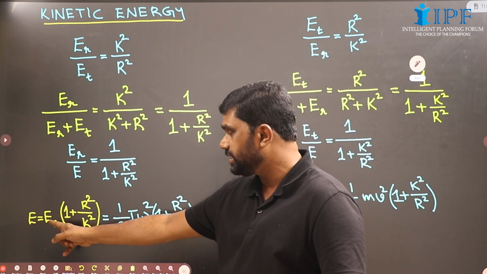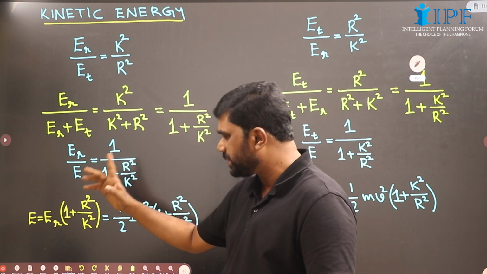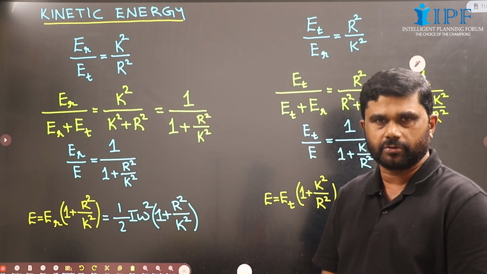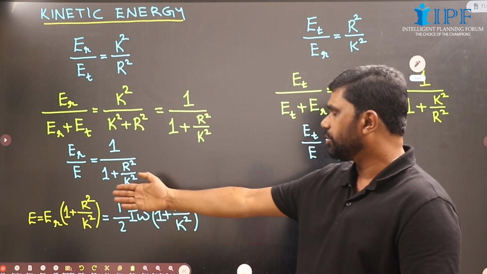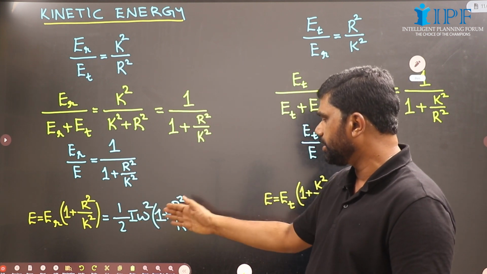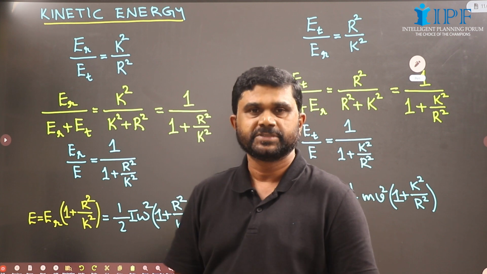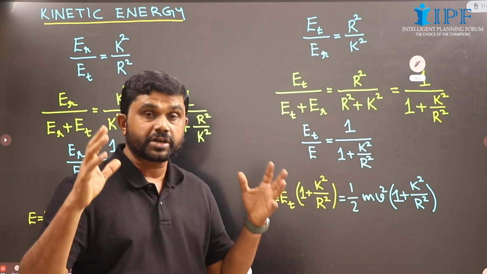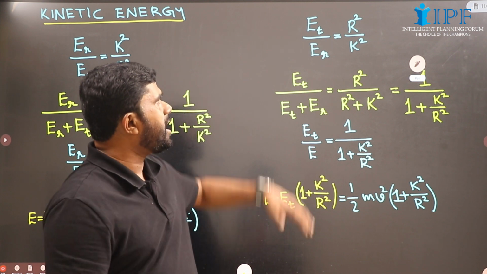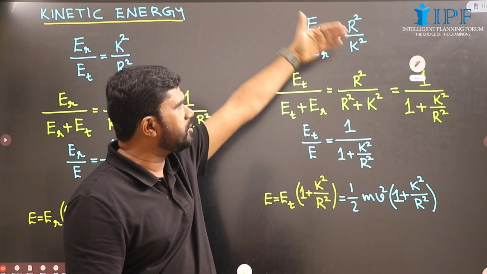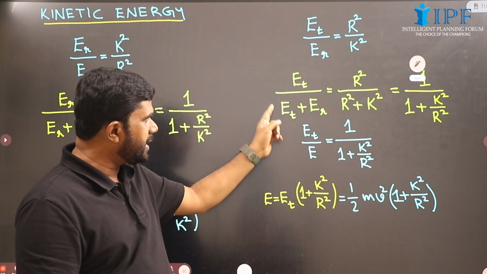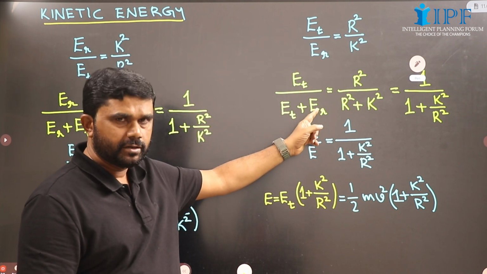E equals ER into 1 plus R square by K square. And see what ER is: that is half I omega square into 1 plus R square by K square. Next, what fraction of the total kinetic energy is due to translational motion? We have ET by ER equal to R square by K square. So ET translational by translational plus rotational.